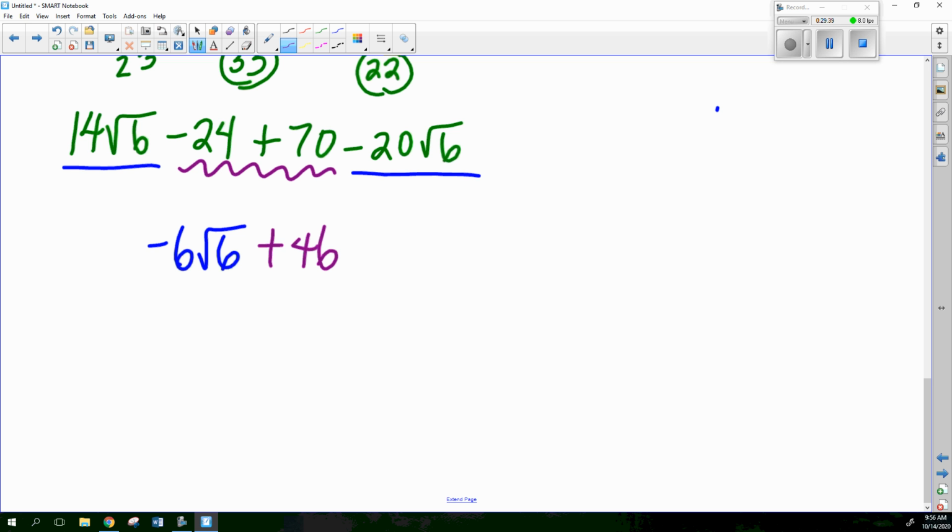Now, is it possible, am I allowed to write the 46 first and then minus the 6 square root of 6? Would that be allowed? Yes, they are the same thing, so I just say that in case you see some multiple choice somewhere and they're backwards, it's still the same answer. Okay?